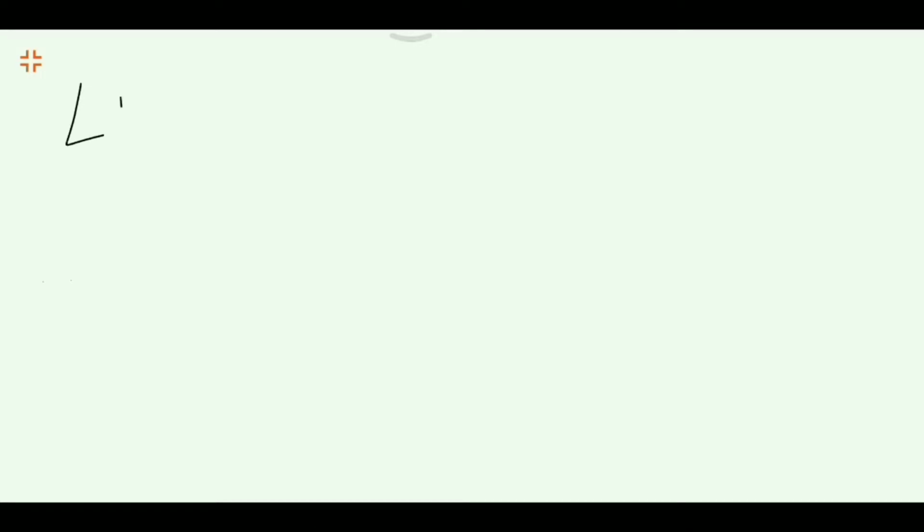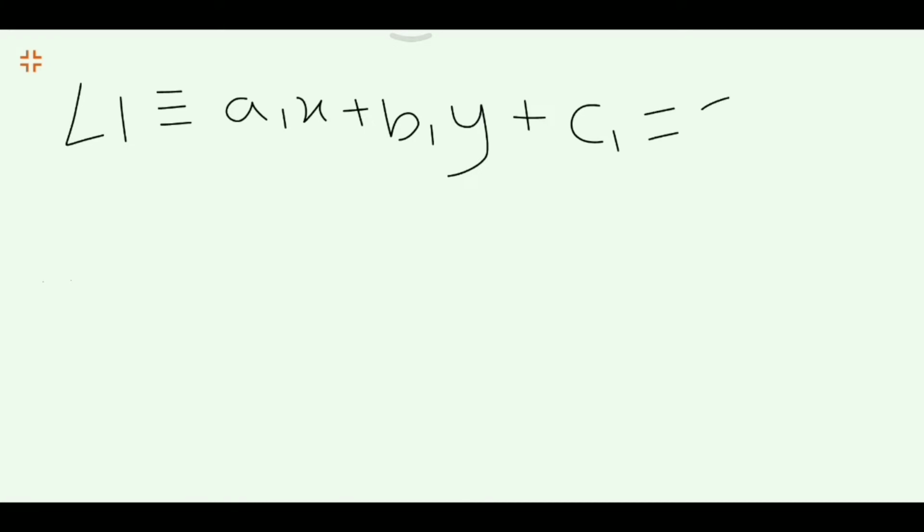Say we have two straight lines, L1 being one of them. Let L1 be equivalent to A1x plus B1y plus C1, which is equal to 0.